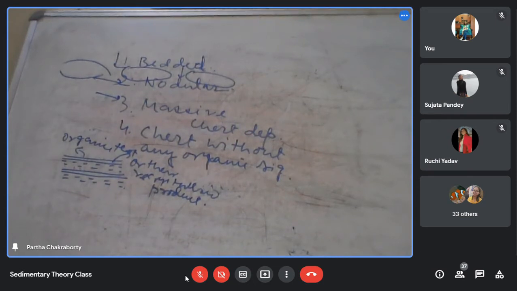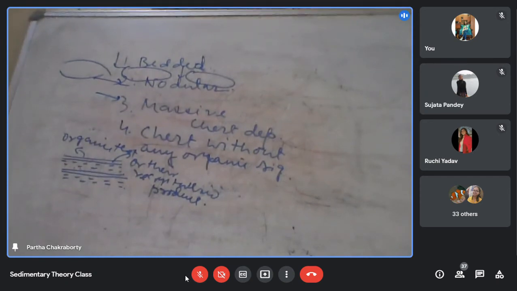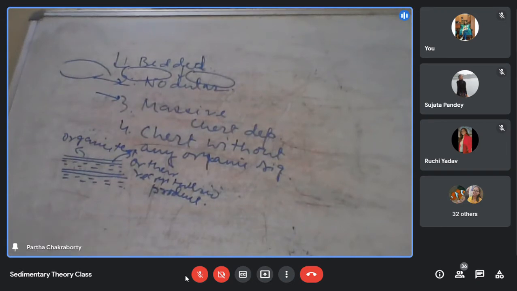But there are cherts also where no organic signature is found. And those are mostly the Precambrian cherts. And that is an enigma, because we are largely discarding the inorganic precipitation of silica. So if we discard the inorganic precipitation of silica, then how are the cherts without any organic signature forming? And that is an enigma.